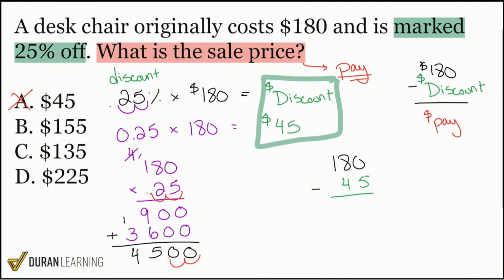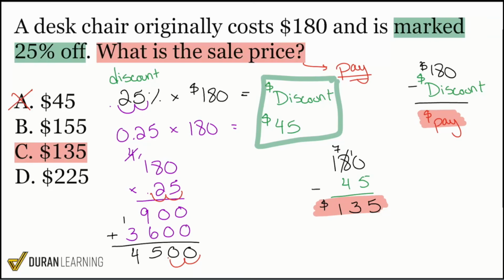So to start off, I will go ahead and borrow immediately. 10 minus 5 is 5. 7 minus 4 is 3. And then we drop that 1, and we have 135. That, my friends, is the amount that we pay. The correct answer here is going to be answer choice C.